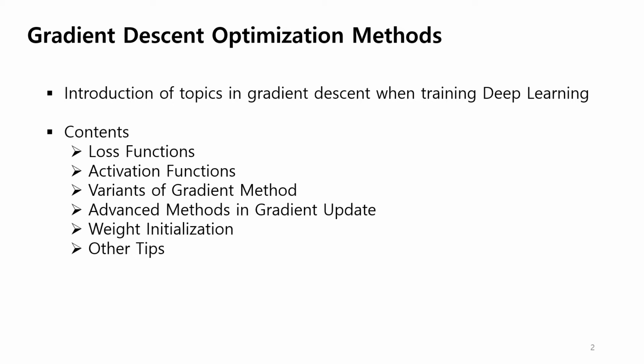So more specifically, we're going to cover the following, including loss functions, activation functions, and some variants of gradient method, and also some other method about learning rate and momentum stuff, and weight initialization, and some other tips to improve gradient descent.